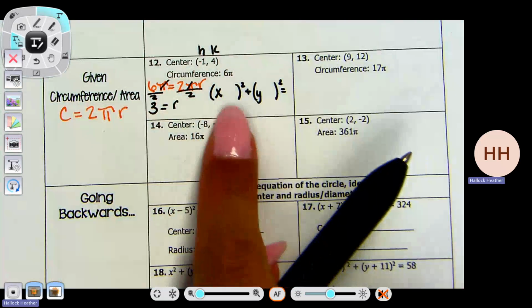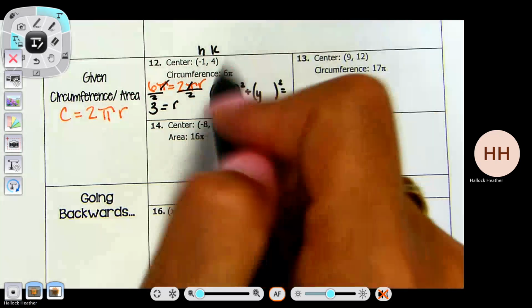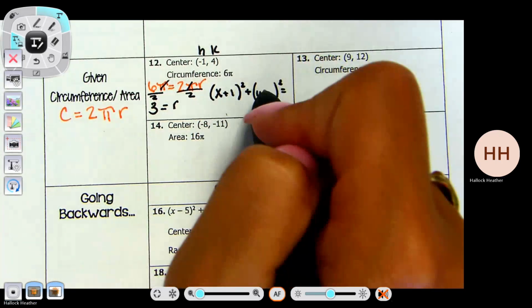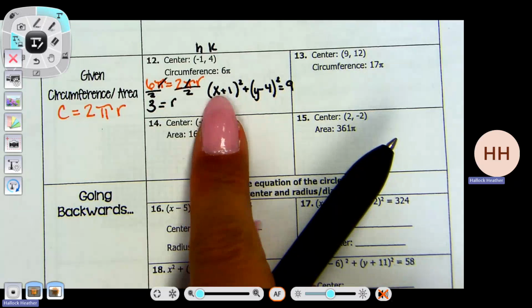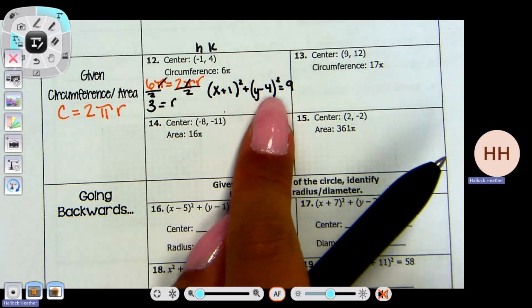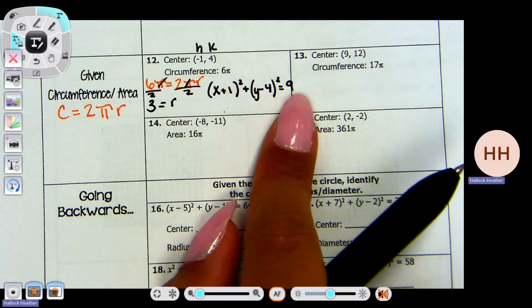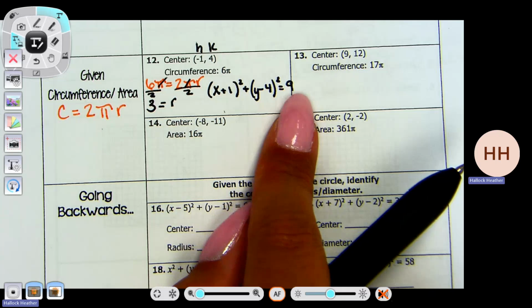So what's in your first set of parentheses? Perfect. So your X should have a plus sign because it's negative. Your Y should have a minus sign because it's positive. And then R squared is 3 squared, which is 9.